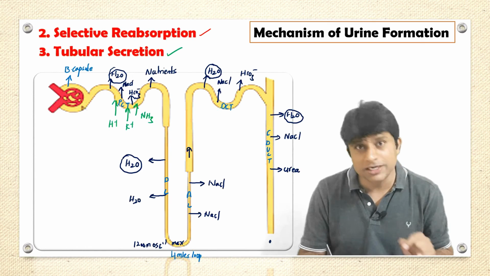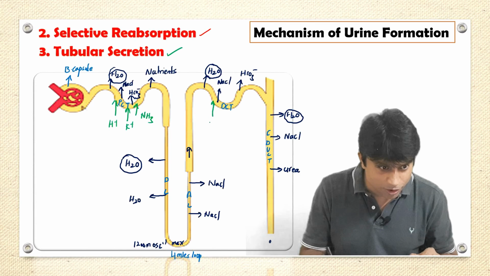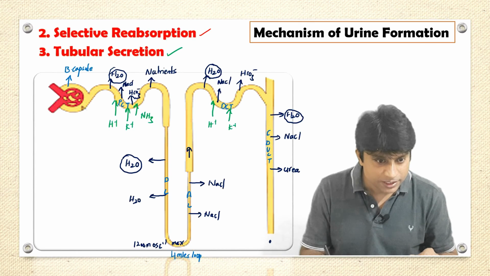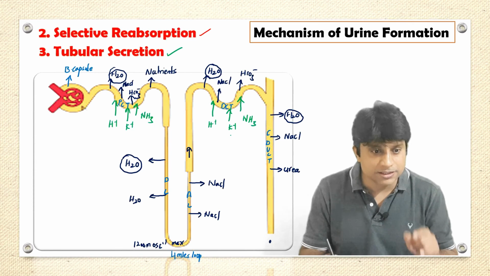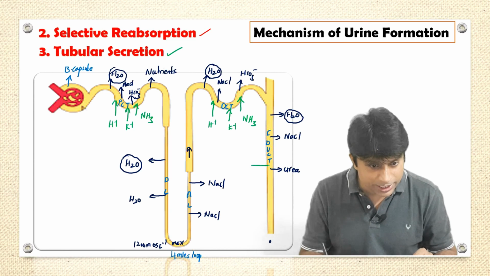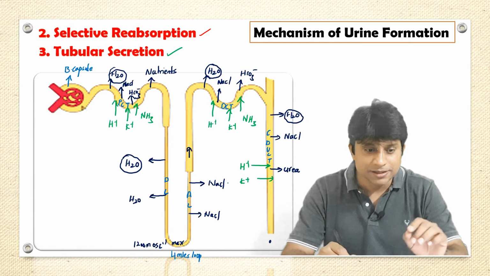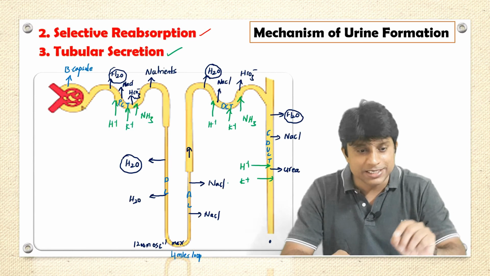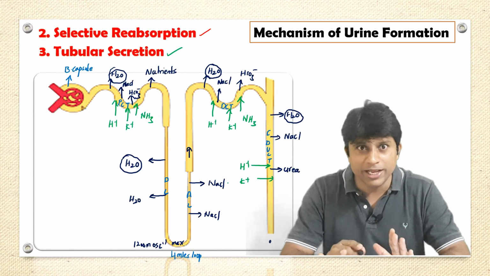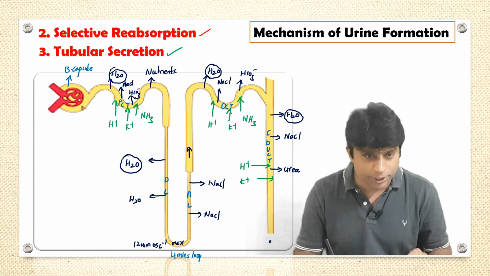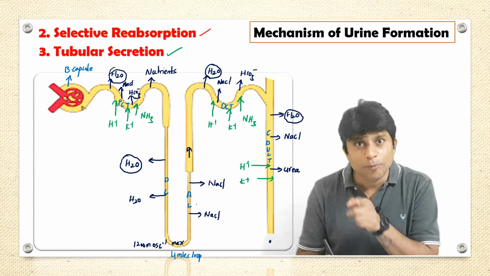Coming to the distal convoluted tubule, the same secretion of H+ ions, secretion of K+ ions and secretion of ammonia occurs in the DCT, and into the collecting ducts secretion of H+ and K+ occurs. So secretion of all these occurs in the PCT, DCT and collecting tubules to maintain ionic and acid-base balance.